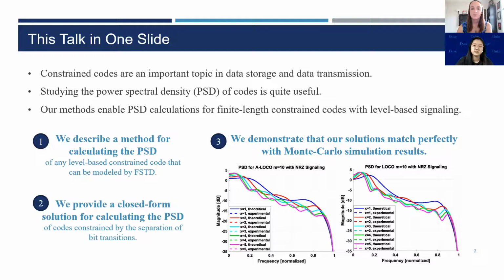And then thirdly, we want to highlight that all of our theoretical results match perfectly with our experimental results. The experimental results are simply Monte Carlo simulation results. So here in the two pictures shown, you can see examples from the A-loco and loco coding families where we have our theoretical and our experimental results matching perfectly.